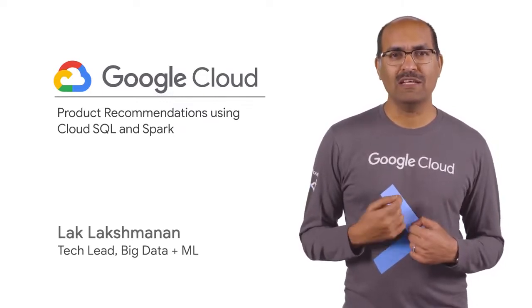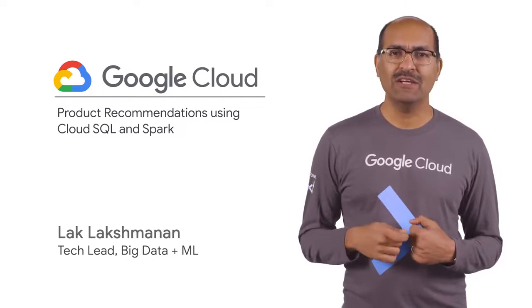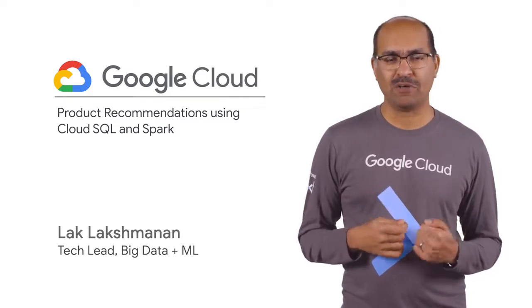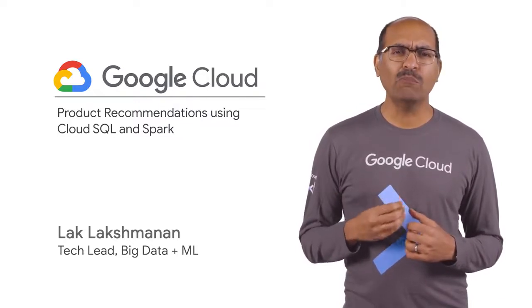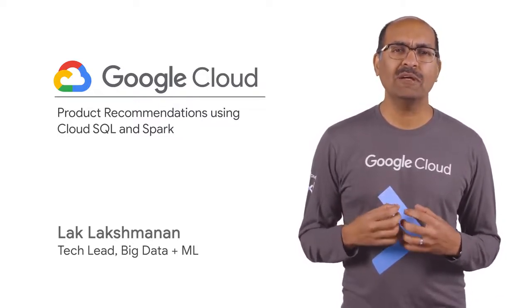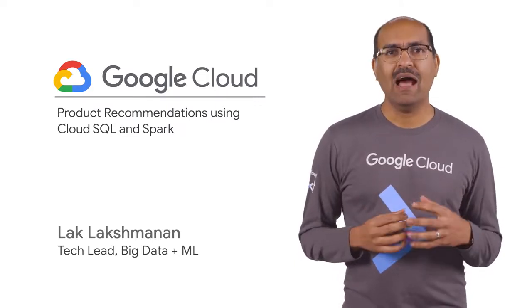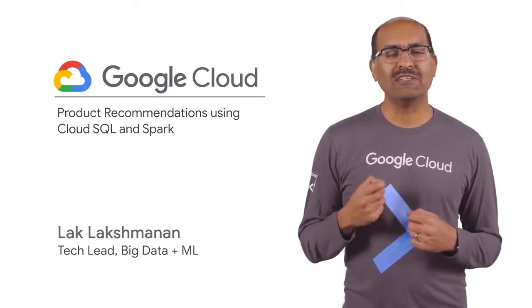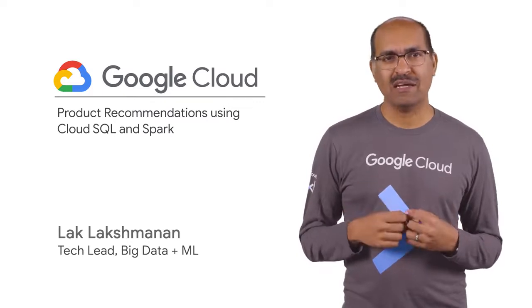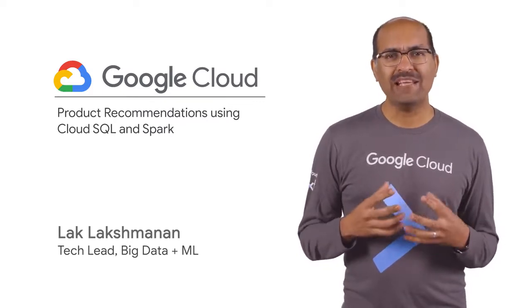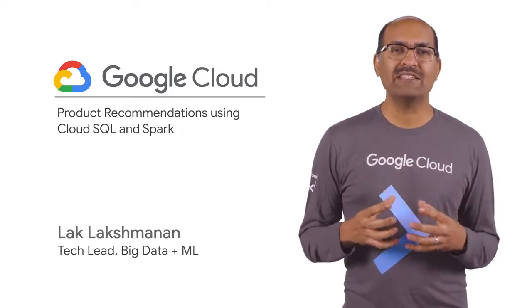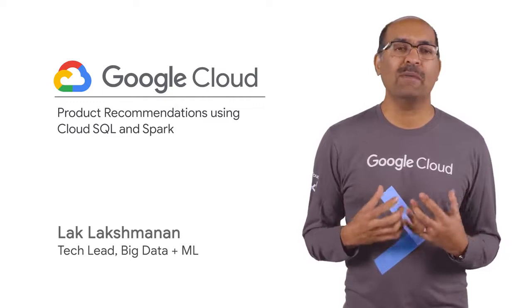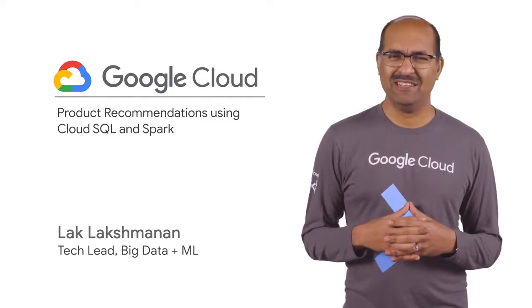This module is on performing product recommendations using Cloud SQL and Apache Spark. We'll cover product recommendations, which is probably the most common machine learning problem employed by businesses. Along the way, we'll also get to look at two Google Cloud products, Cloud SQL, which is a managed relational database, and Cloud Dataproc, which is a managed environment on which you can run Apache Spark. Managed? What's managed? Stick around.